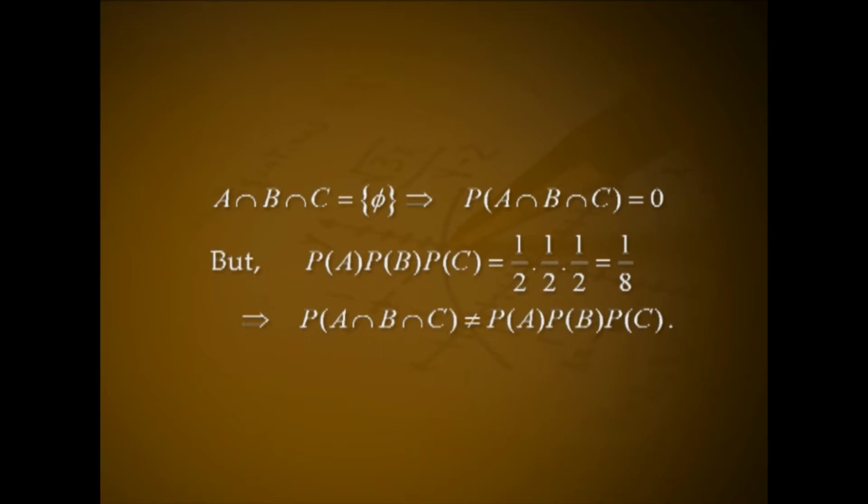A ∩ B ∩ C equals the null set. This implies P(A ∩ B ∩ C) = 0. But P(A) P(B) P(C) = 1/2 × 1/2 × 1/2, that is equal to 1/8. This implies P(A ∩ B ∩ C) ≠ P(A) P(B) P(C).